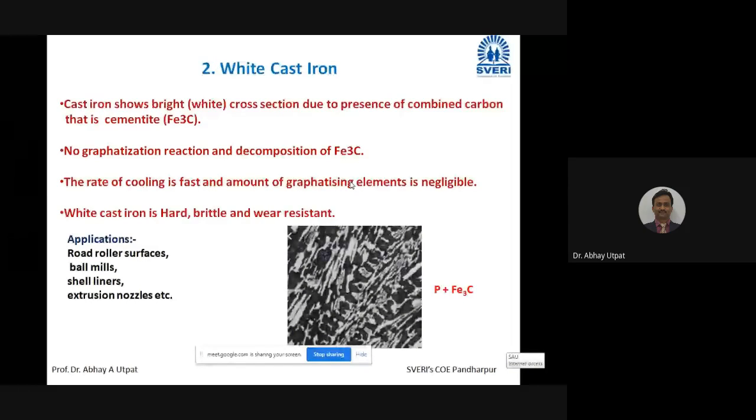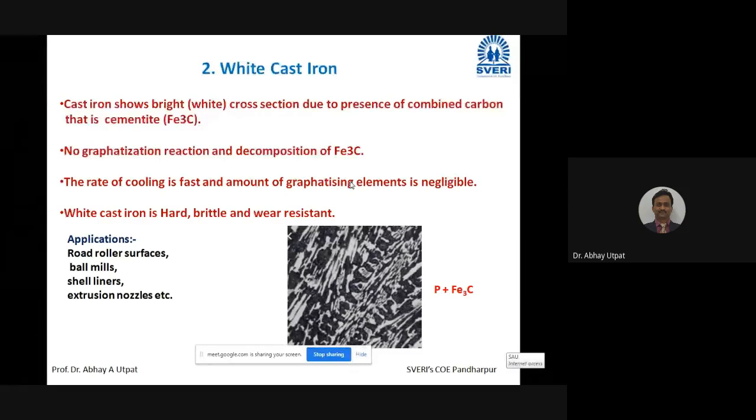Now, white cast iron is hard, brittle, and wear resistant. So there is no wear and tear of white cast iron. What are the applications? Road roller surfaces. You have seen road roller surfaces. Then ball mills.